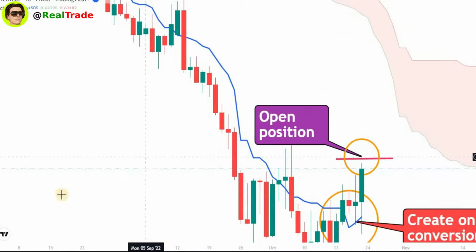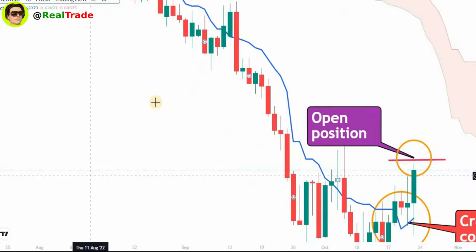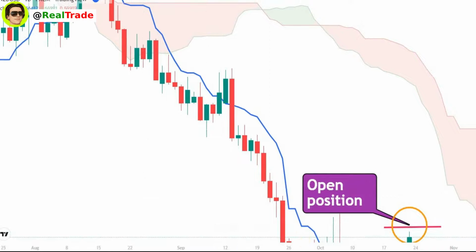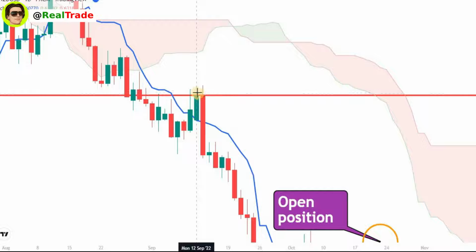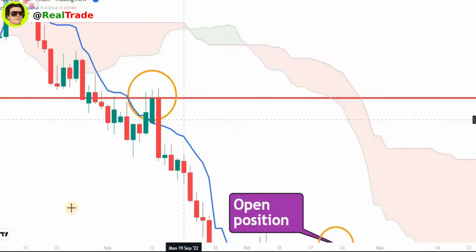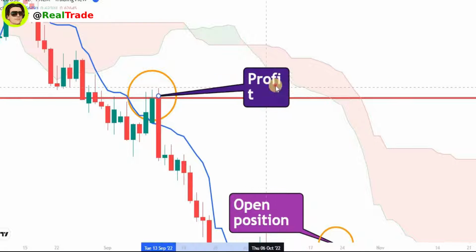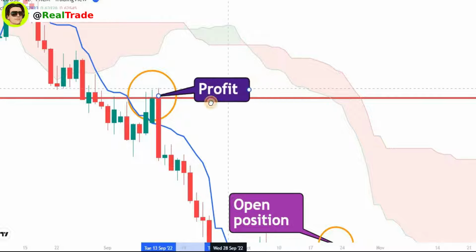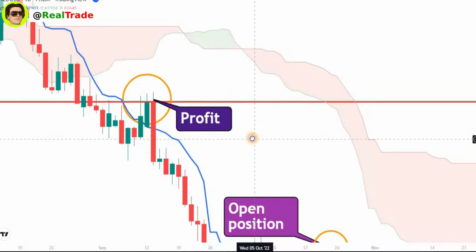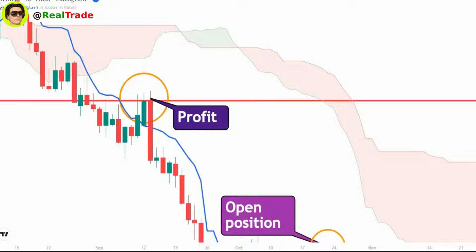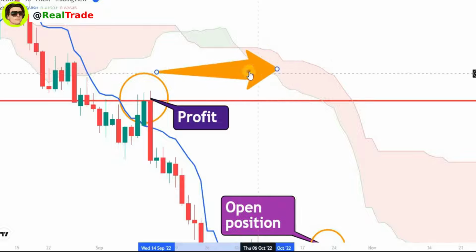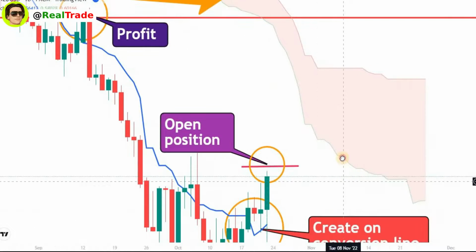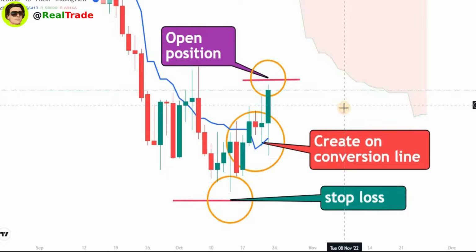Look at the chart. Please zoom on the chart. Focus on next resistance. Next resistance is this area. This area is profit. Next resistance is profit. Pattern buy is a down cloud. Ichimoku indicator.